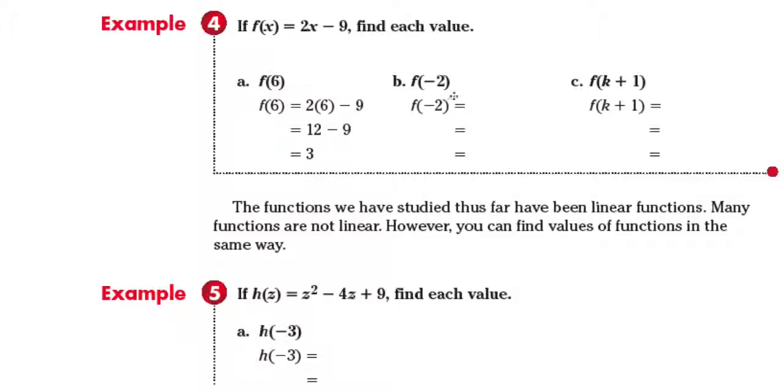What is f of negative 2? We substitute negative 2 to x. 2 times negative 2 minus 9. Okay, that becomes negative 4 minus 9, or negative 13. So f of negative 2 is negative 13.